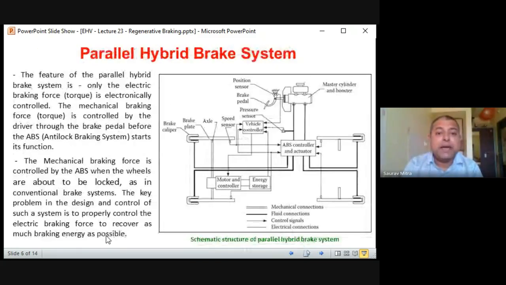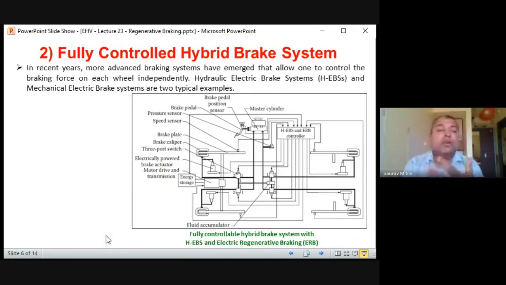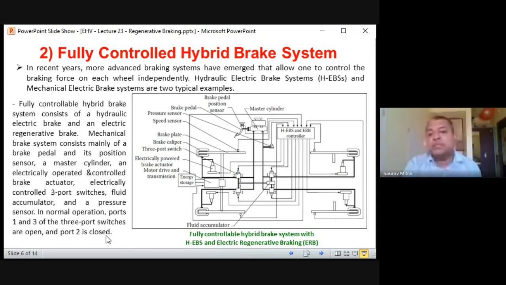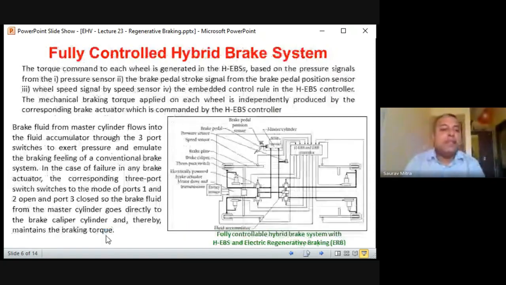Whereas in the previous system, that is the parallel hybrid brake system, generally the front 2 wheels are controlled in one way and the rear 2 wheels are controlled in one way. But in the fully controlled hybrid brake system, every wheel is controlled separately. So much better, more specific control is designed in the HEBS system.